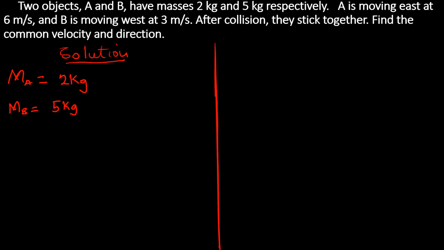And the velocity of A, that's UA, is 6 meters per second, moving east. And velocity of B, UB, is 3 meters per second, moving west. So that is minus 3 meters per second. The minus sign indicates the direction of the object.